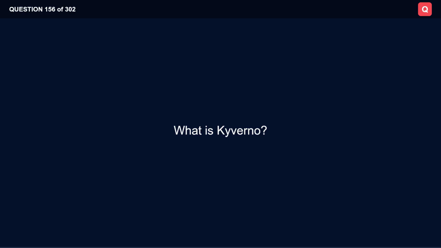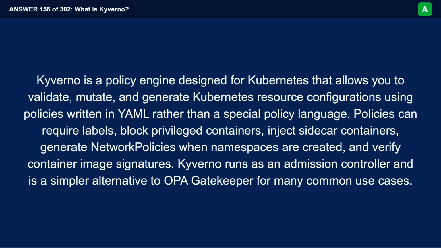What is Kyverno? Kyverno is a policy engine designed for Kubernetes that allows you to validate, mutate, and generate Kubernetes resource configurations using policies written in YAML rather than a special policy language.